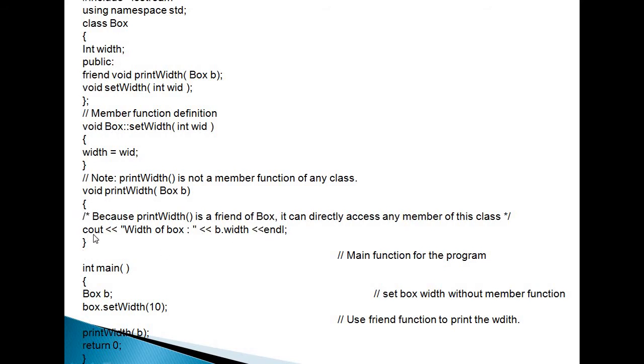In this way we can close this, and in int main, a Box object b is created.